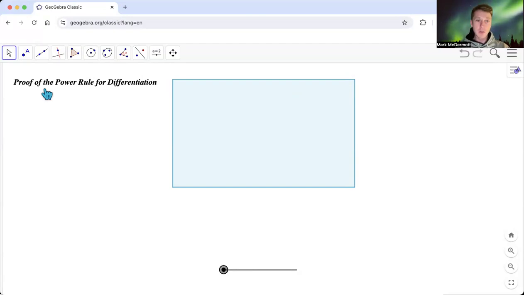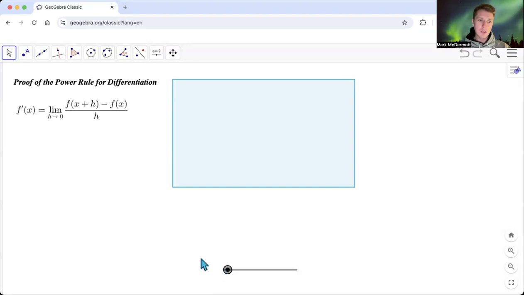And I'm going to step through exactly one proof of this power rule for differentiation. So let's jump into it. There's a few key things you need to know on the outset. One of them is what the first principles definition of the derivative is. So I'll put a link below to another video to explain where this comes from if you're not sure.